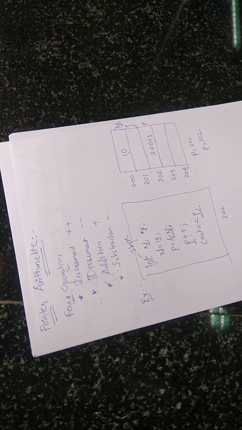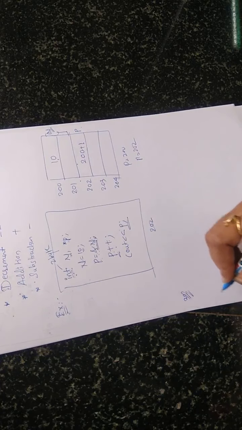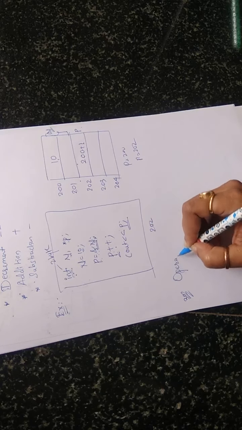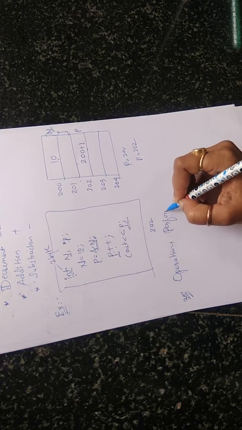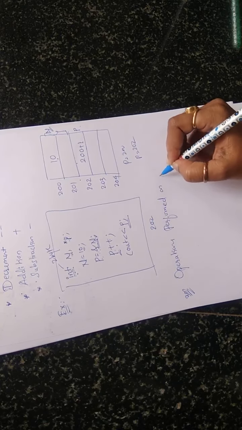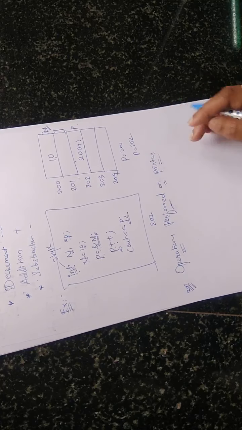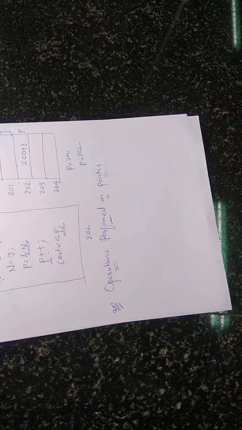This question has been asked for 3 marks. That is, which are the arithmetic operations you can perform on pointers. Let me give the title: operations performed on pointers. You are not performing them on the other variables. You are performing them directly on the pointer variables. Right? So which operations can we perform?